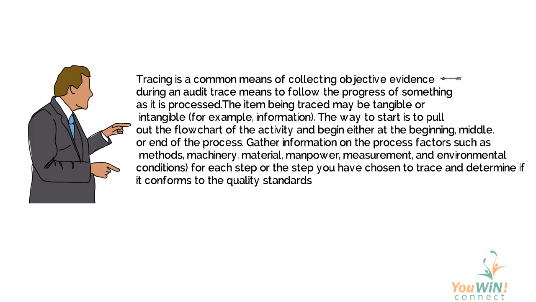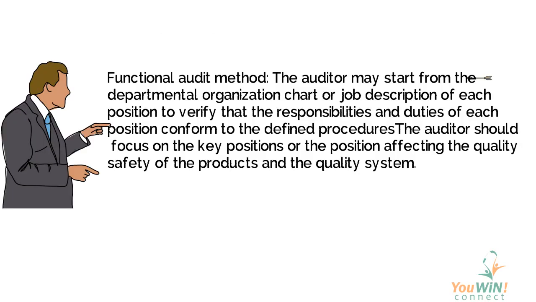For example, information. The way to start is to pull out the flowchart of the activity and begin either at the beginning, middle, or end of the process. Gather information on the process factors such as methods, machinery, materials, manpower, measurements, and environmental condition for each step, or the step you have chosen to trace, and determine if it conforms to the quality standard.